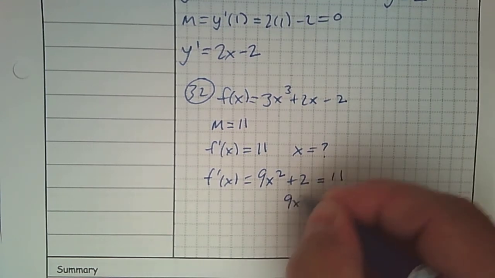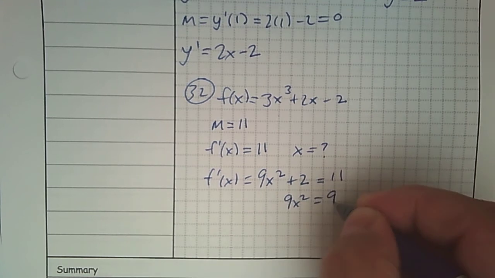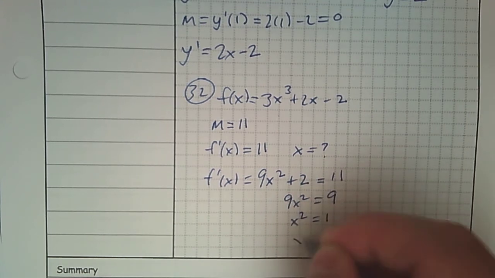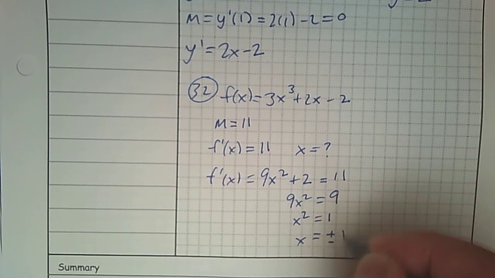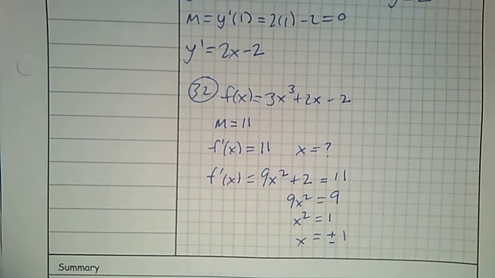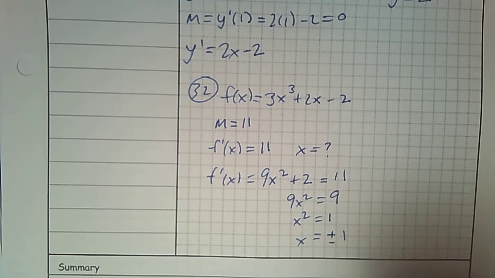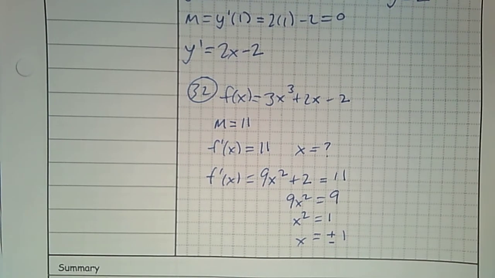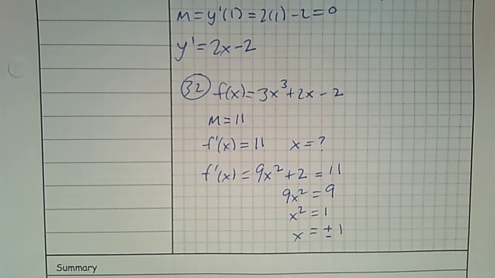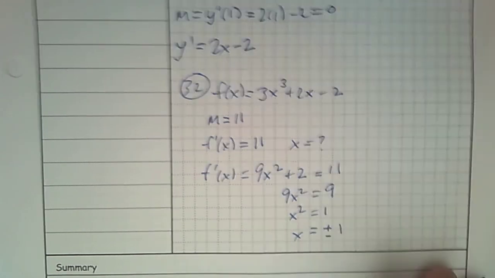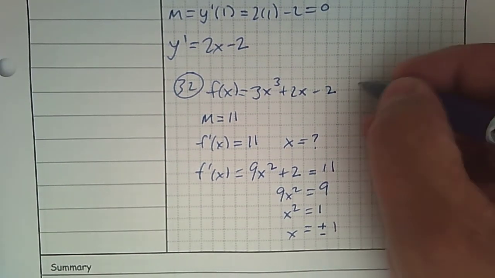So I'm going to subtract 2. I'm going to divide by 9. And then when I take the square root, I get two answers, a positive 1 and a negative 1. I'm not given a domain restriction, so both are correct. So what x values do you have a slope of 11? I took the derivative, made it equal to 11 and solved it, and realized there are two answers that give you the answer 11. 33.